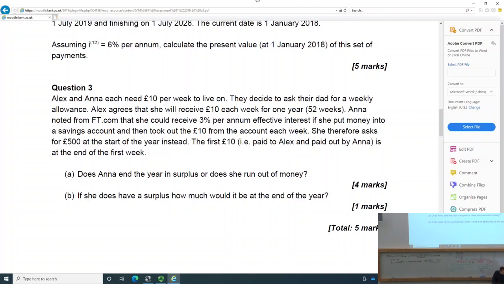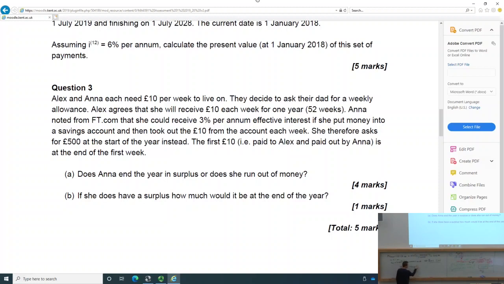Right, okay. If she does have a surplus, how much would it be at the end of the year? Well, she hasn't got a surplus. She's got a deficit. So that's the answer. However, if we work this out, what is the deficit at the end of the year? Once again, it's all straightforward when we've got our financial maths. So the net present value is minus 12.24 at time 0.